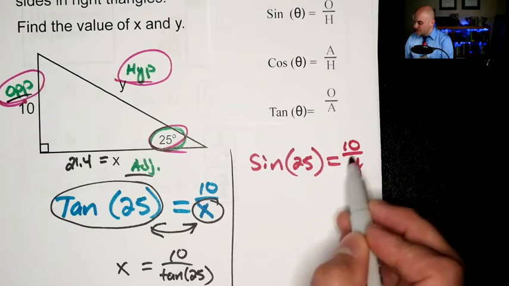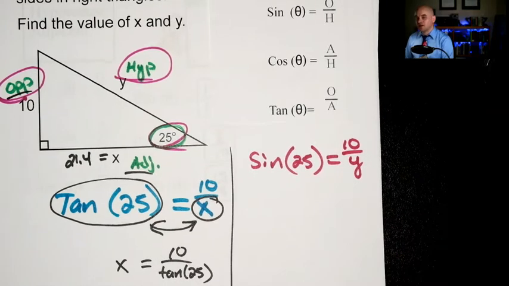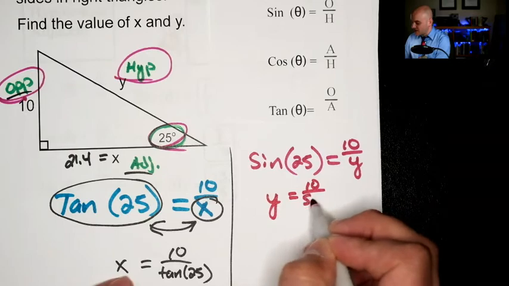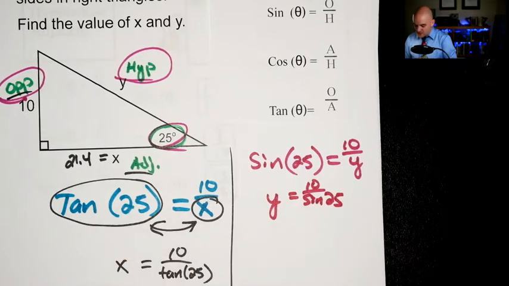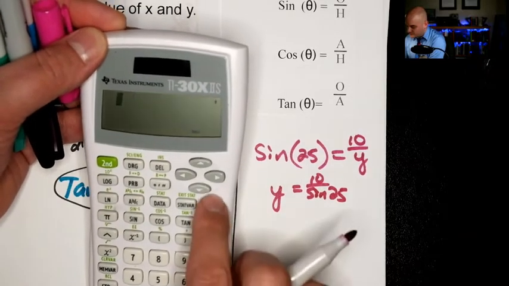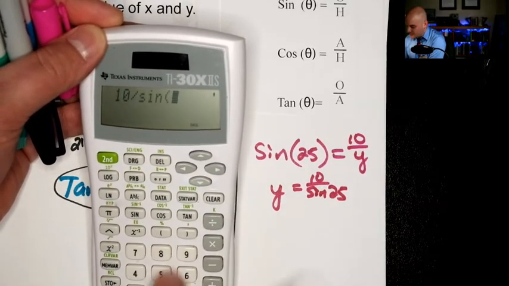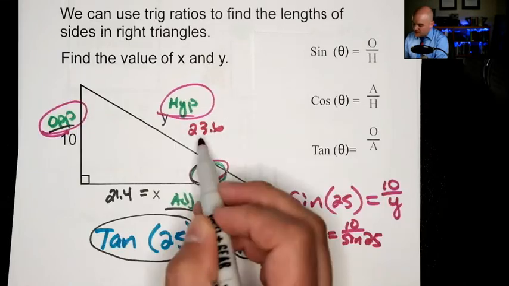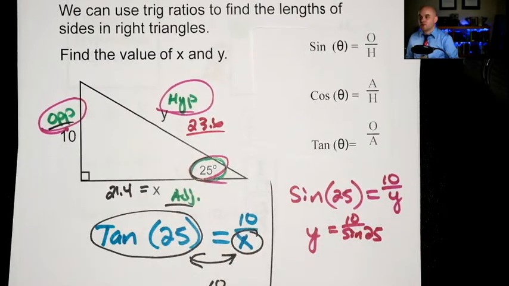Once again, my variable is in the denominator. Only when that variable is in the denominator can I do that switch 'em property I did right here. So I'm going to switch them, and I get y equals 10 divided by the sine of 25. And punching that into the calculator, 10 divided by sine of 25 gives me 23.6. So this is 23.6. Just to check, it should be larger than the other two because it is the hypotenuse, and it is. That's a good thing. And we can move on to the next problem.